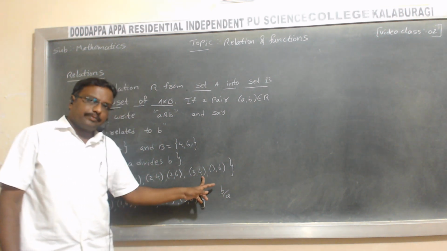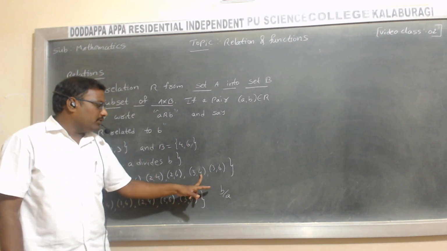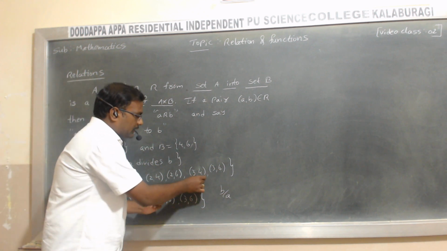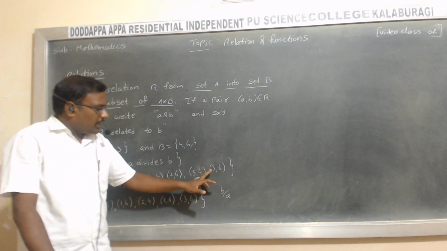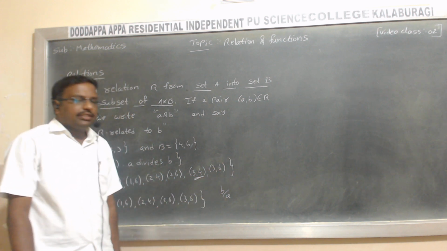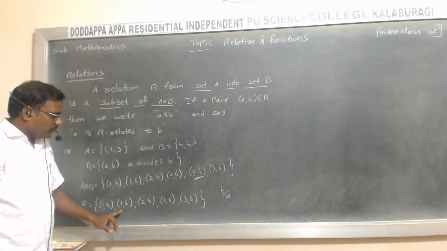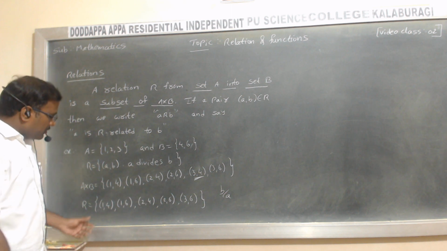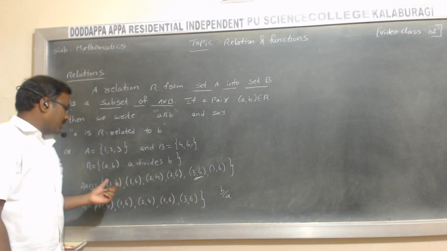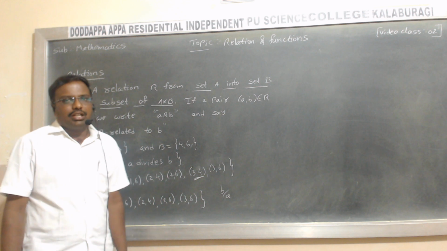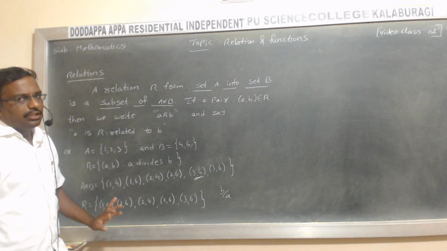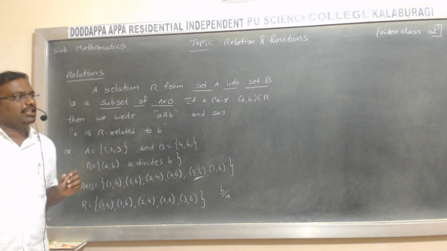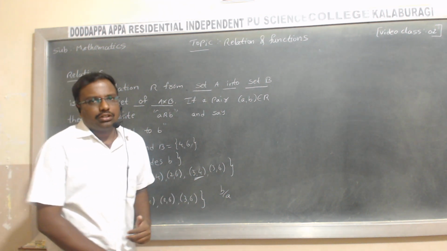(3,4) means 4 divided by 3. It is not divisible by 3, so that's why we don't take this one. Similarly the last one (3,6), 6 by 3. So we get the relation (1,4), (1,6), (2,4), (2,6) and (3,6). All these elements are present in the Cartesian product, so that's why it is a subset of the Cartesian product. So you can remember that one: relation is a subset of Cartesian product.